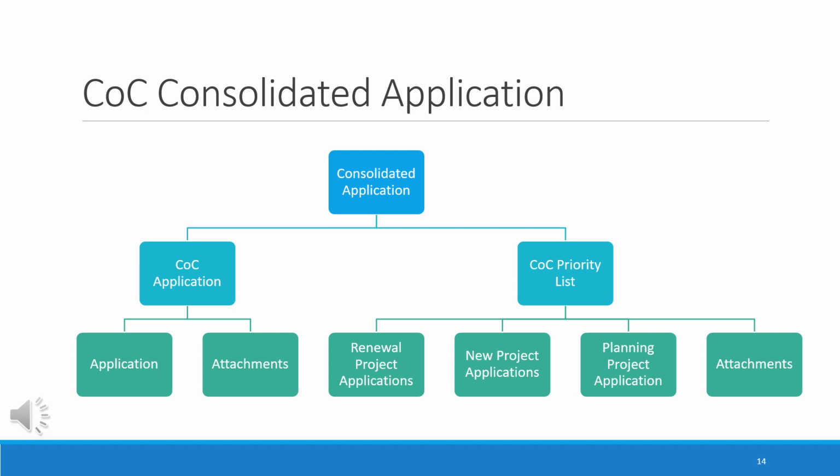The priority list is the summary list of projects that the CoC will submit or has reduced or rejected. The priority list also includes each of the individual project applications being submitted by the CoC for funding consideration, along with required attachments.